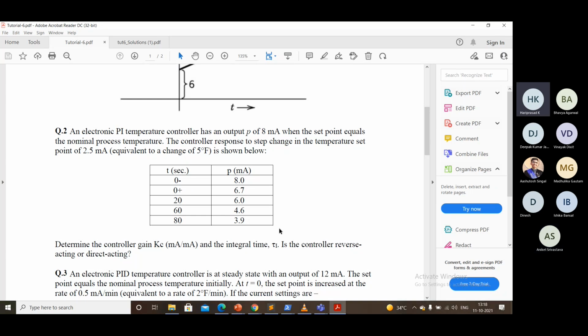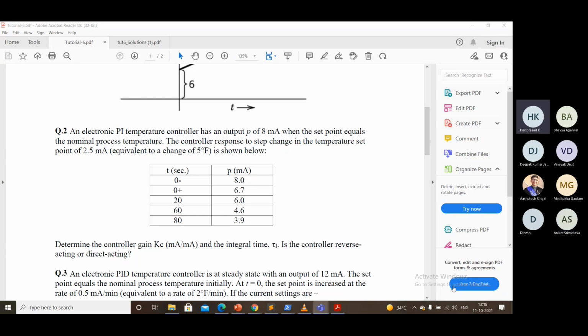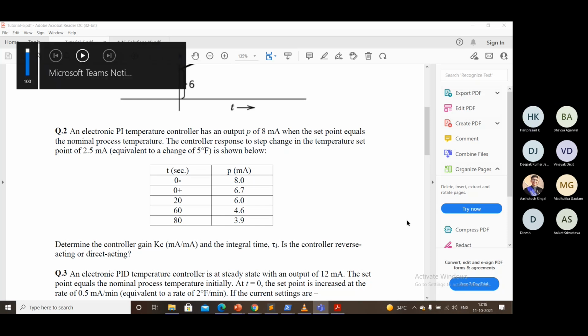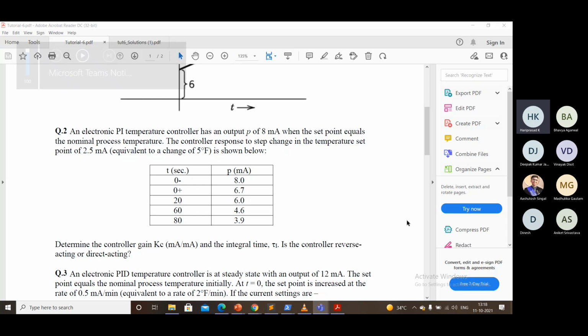So here, question 2 is a numerical, data-driven equivalent of question 1. Instead of giving you the profile, you are given a set of data. And again, you will have to apply the same set of principles and determine whether it is direct acting or reverse acting.